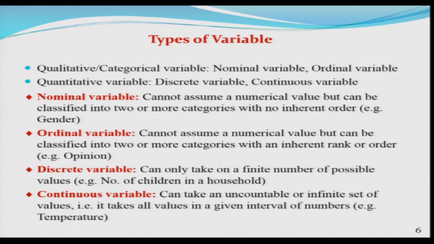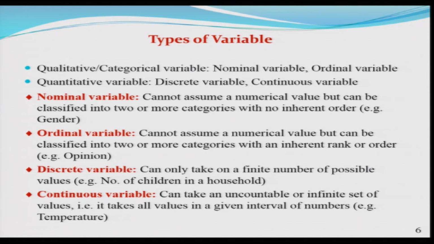First, we are going to discuss what is a nominal variable. A nominal variable cannot assume a numerical value, but it can be classified into two or more categories with no inherent order or rank in it. So, for example, we can consider gender. Now note that gender is an attribute or a qualitative feature of a person. Now it cannot be measured, there could not be numerical values against male or female, but of course we can classify this gender variable into two different categories, namely male and female.